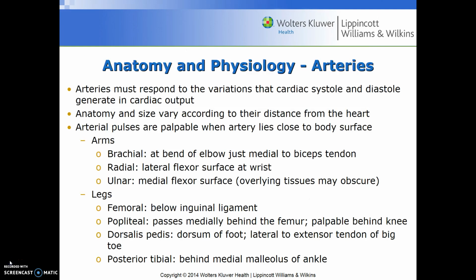Let's do a brief overview of the anatomy and physiology of the arteries and veins. Let's start with arteries. We know that they respond to variations in cardiac systole and diastole that's generated by cardiac output. Anatomy and size really vary according to the distance from the heart. There are some arterial pulses that are palpable, and that is afforded when the artery lies close to the body surface. In the arms, we're talking about the brachial, radial, and ulnar arteries, and in the legs, the femoral, popliteal, dorsalis pedis, and posterior tibialis.